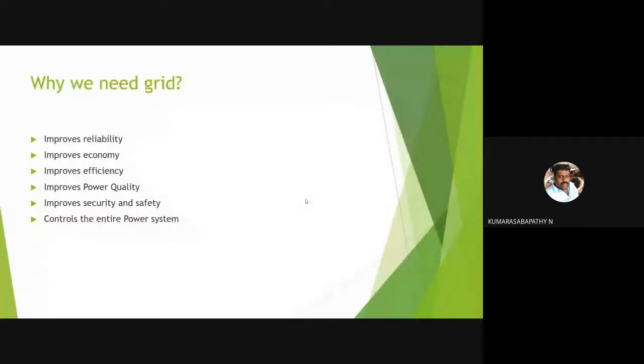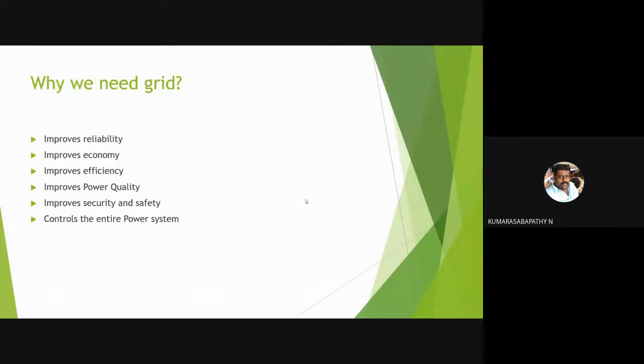Previously, the power generated from a generating station was stepped up to a higher voltage level, transmitted, distributed, and supplied to a particular locality. A particular region was fed from a single generating station. So if any failure took place in that generating unit, they wouldn't receive any power supply.